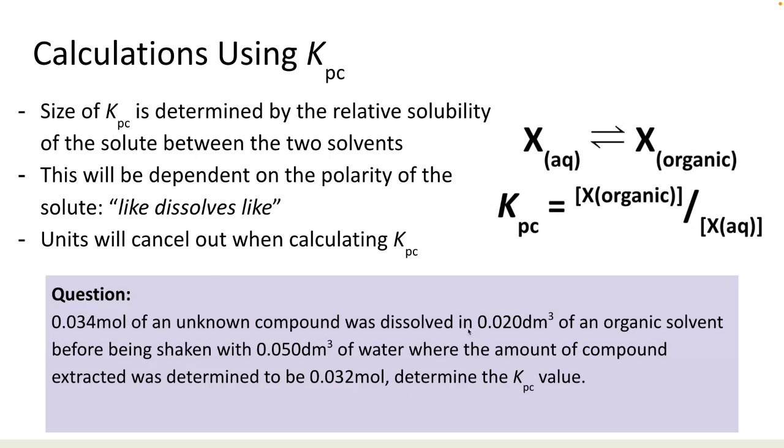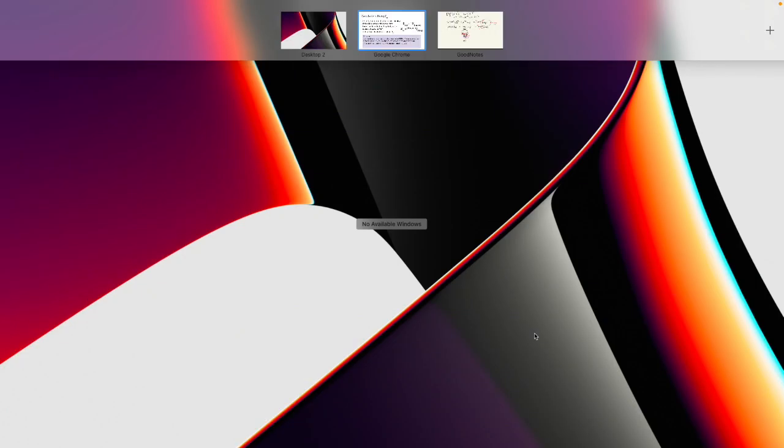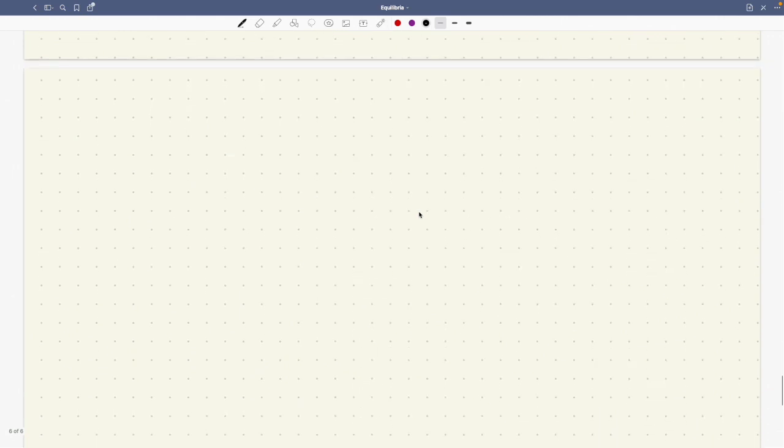0.034 moles of an unknown compound was dissolved in 0.020 decimeters cubed of an organic solvent before being shaken with 0.050 decimeters cubed of water, where the amount of compound extracted was determined to be 0.032 mole. Determine the KPC value. Let's go through it now. If you want to pause and give it a shot, we can check the answer.